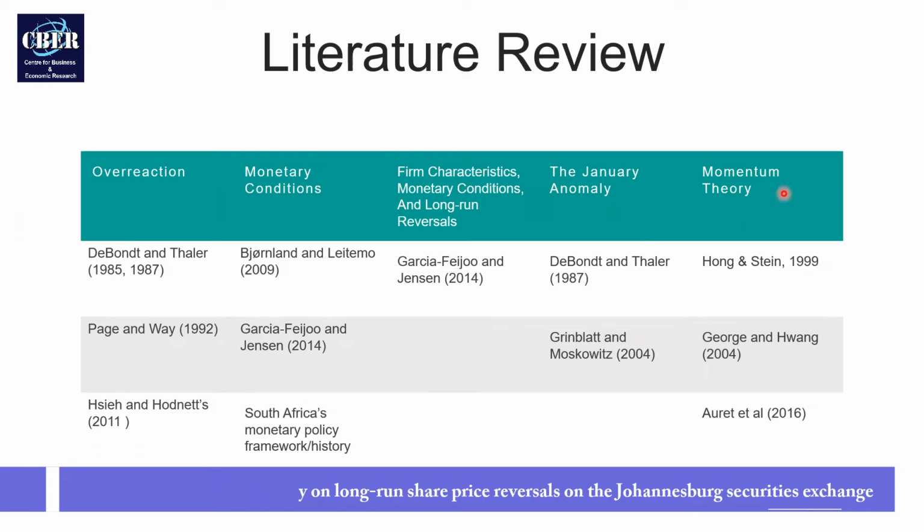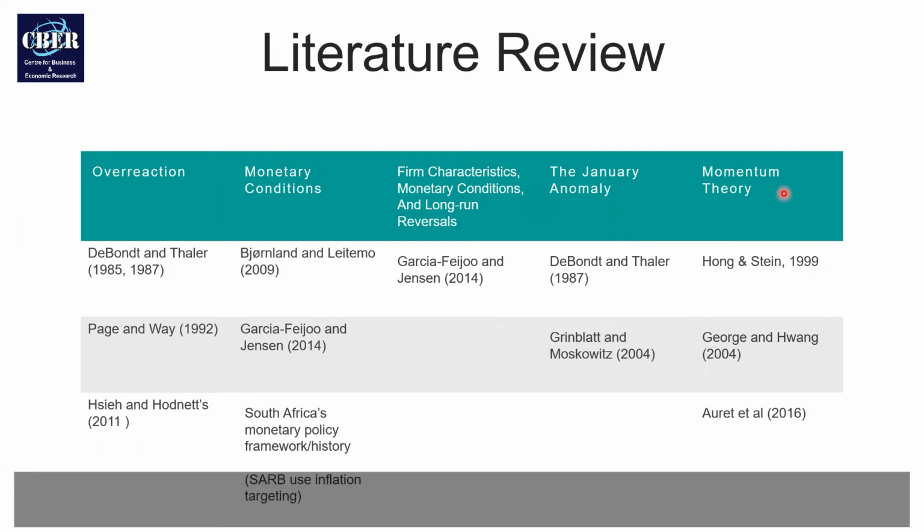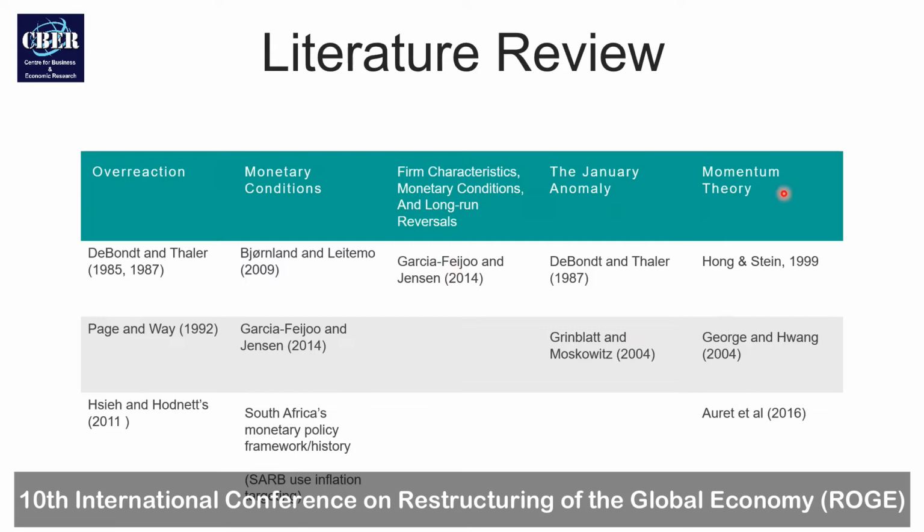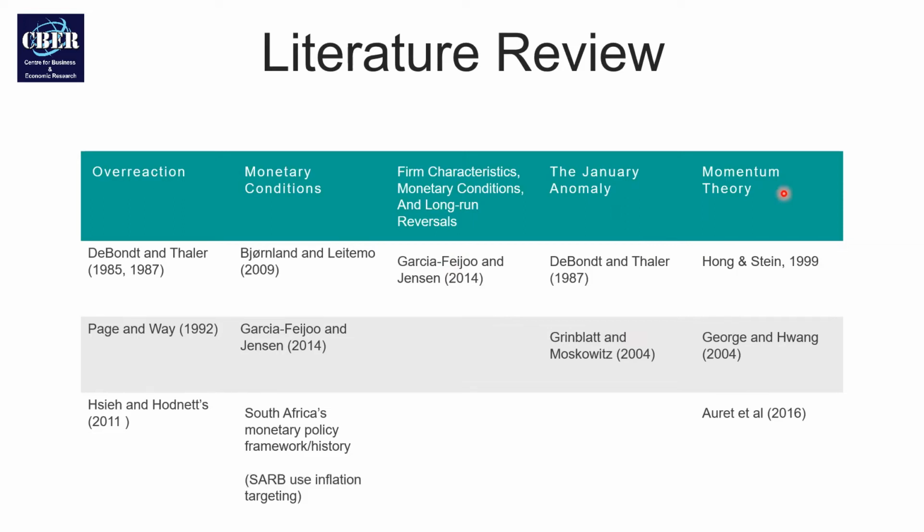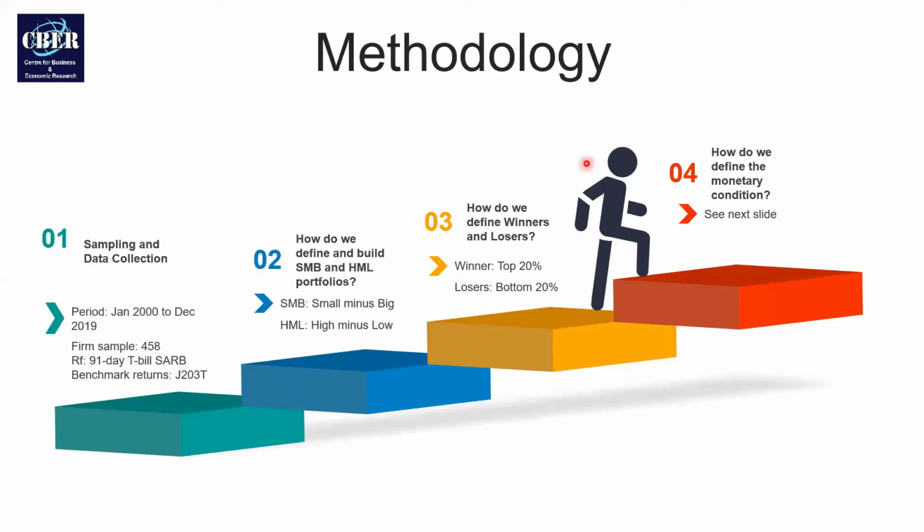And then lastly, momentum theory, which is defined as when security prices are experiencing changes at a pretty rapid rate and continue with these changes. And it was found by these authors that the investor behavioral bias that causes short-term momentum is the same as the one that causes long-run reversals. Okay, cool. So now we'll be looking at the methodology.